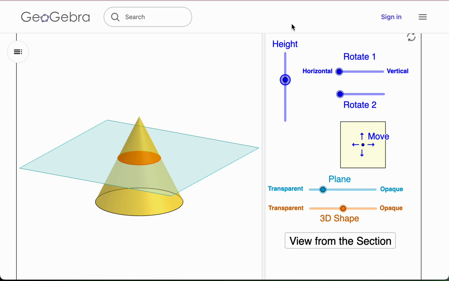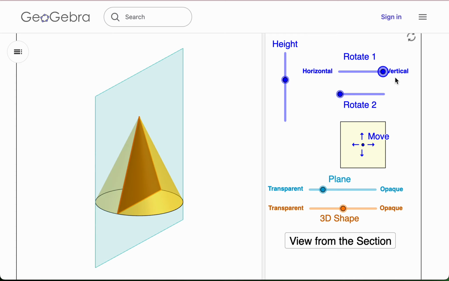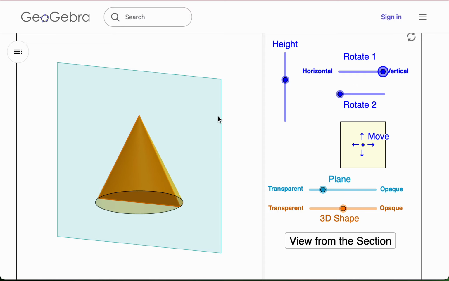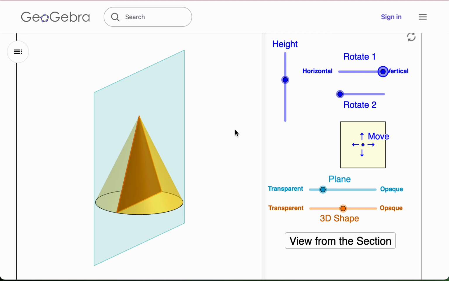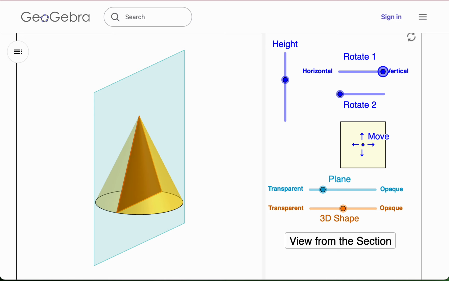Now for perpendicular to the base, I'm going to take my plane and make it perfectly perpendicular to my base like that. And when we rotate this around, we can see the darker shape that is exposed is a triangle. Now to look for the other ones, it's hard sometimes, you have to just try to visualize this, but GeoGebra is going to really help us out.